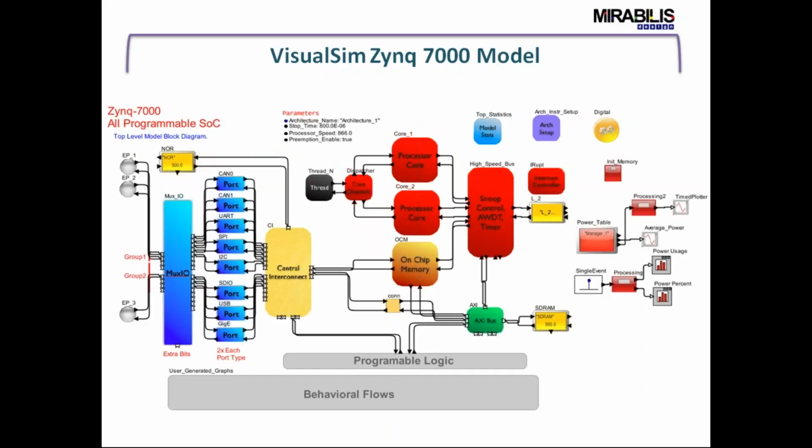And here is the kind of visual sim Zynq 7000 model, or the solution that we are offering. This includes a set of interfaces, which is on the left-hand side over here. It also includes the hardware platform with a dual-core Cortex A9 processor. We also have snoop control, watchdog timers, interrupt controllers, things like that. And we have the memories connected to the central interconnect or AXI bus.